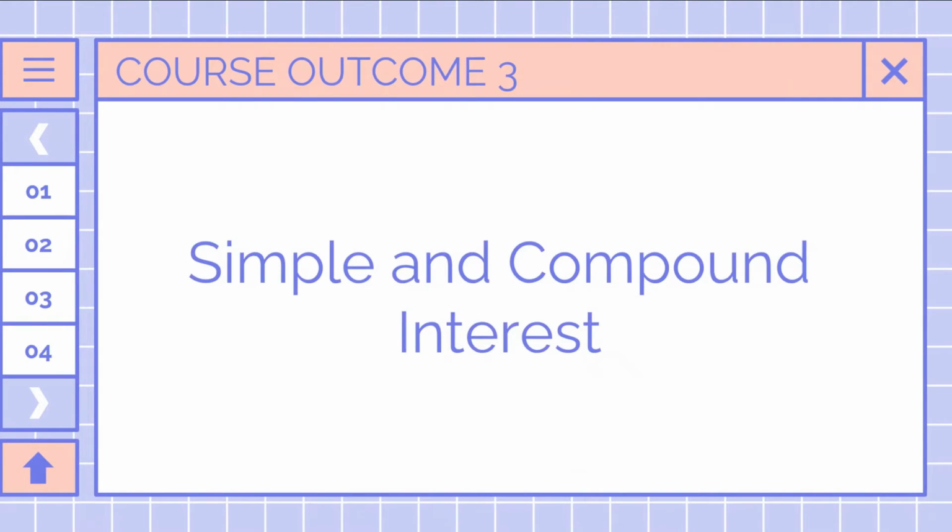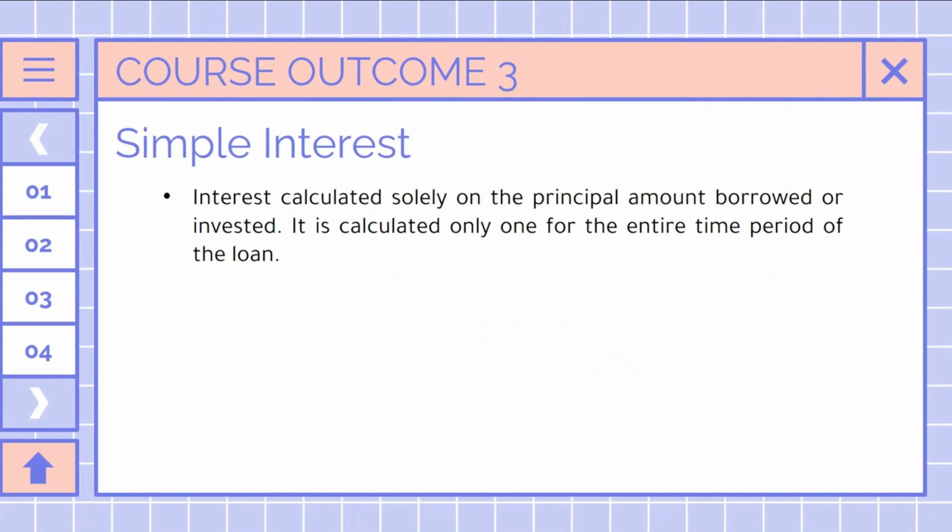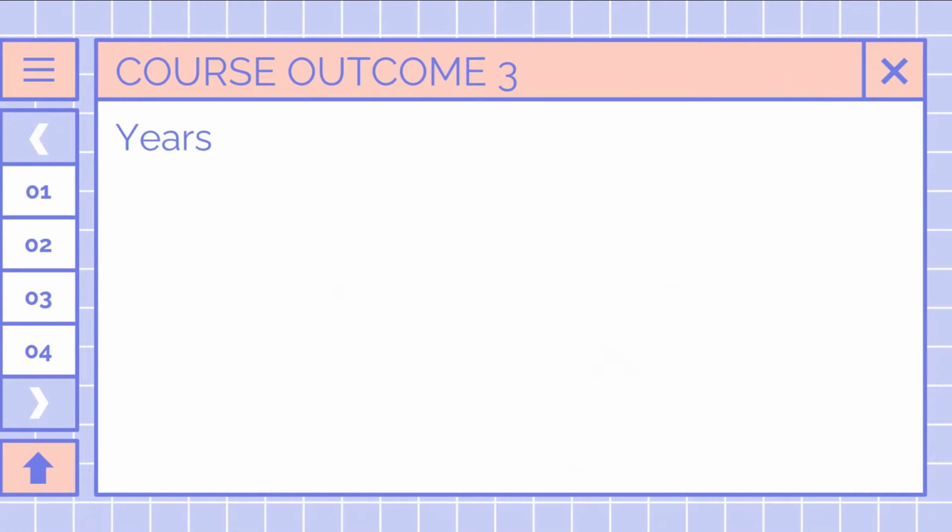The simple and compound interest. So what is simple interest? Simple interest is the interest calculated solely on the principal amount borrowed or invested. It is calculated only once for the entire time period of the loan. So the formula in getting the simple interest is interest equals principal times rate times time.